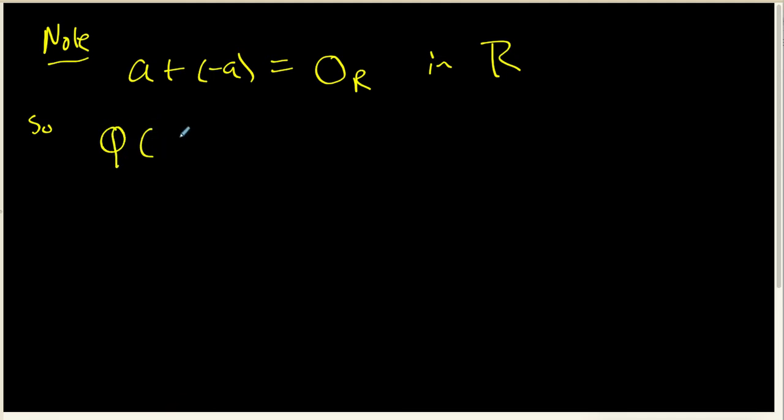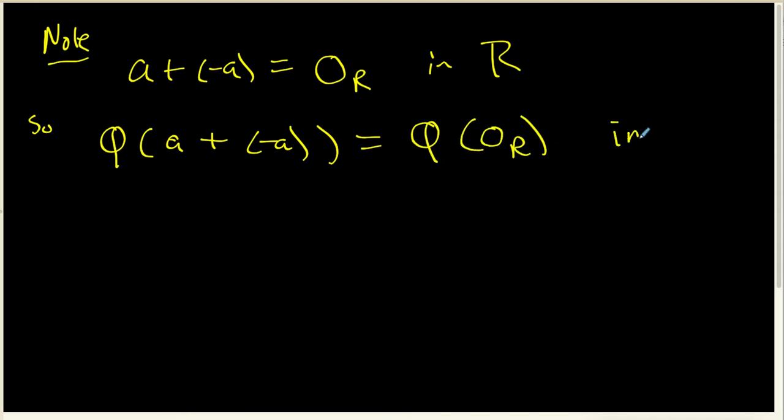We're going to make a note that A plus minus A is known to be the 0 element in R. And so what that tells me is that phi of A plus minus A is going to have to be phi of the 0 element. Now this equation is over in ring S. But we just got done showing that phi takes the 0 element in R to the 0 element in S. So I know that phi of 0_R is equal to the 0 in S.